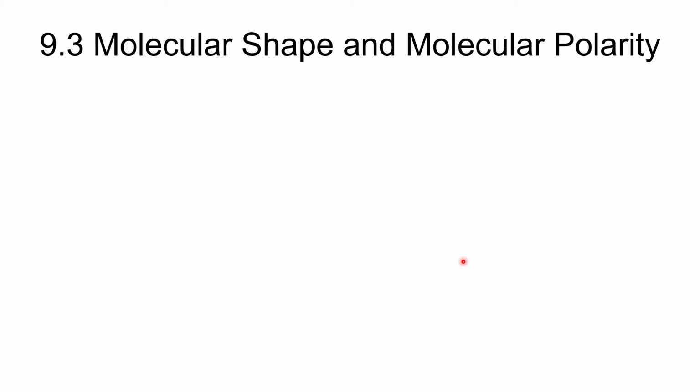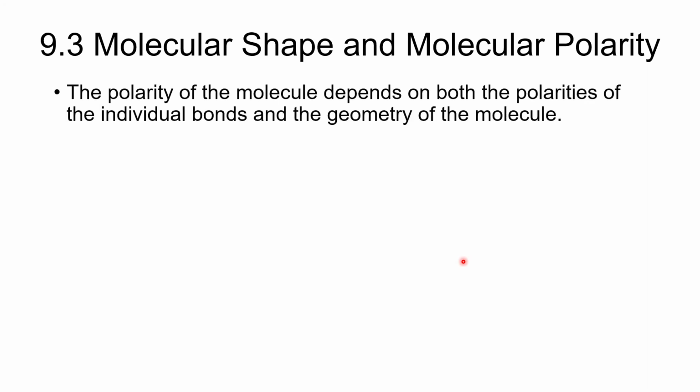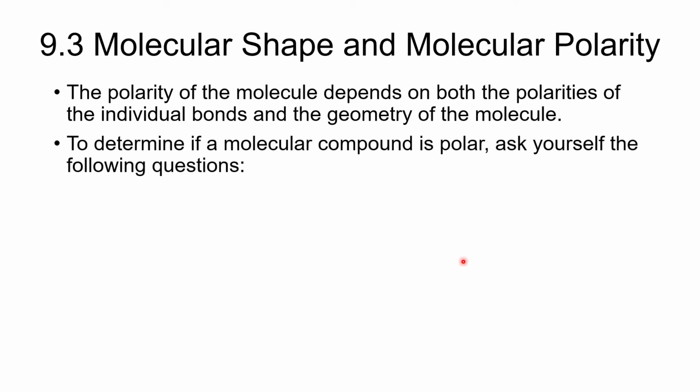All right, so we now want to look at how shape and polarity are related. So I'm going to give you a set of rules that you can use to determine if something is polar. The polarity of a molecule is going to depend on both the polarities of the individual bonds and the geometry of the molecule. So to determine if a molecular compound is polar, you can just go through the following questions in order, and you need to do these in order. If you don't do them in order, then things get a little ugly. But if you do these in order, you should be okay.